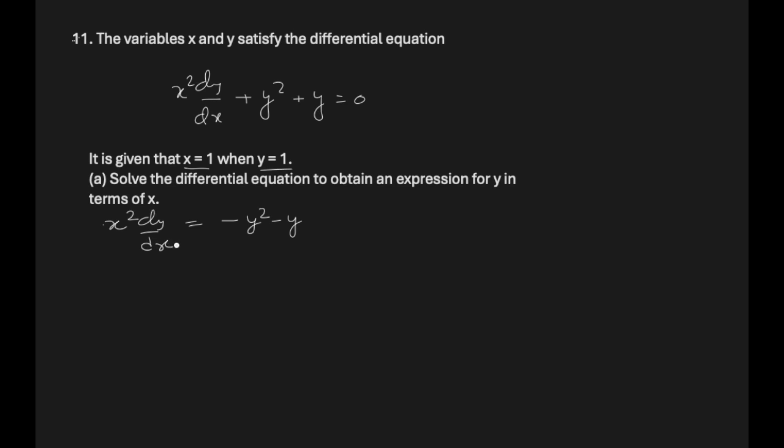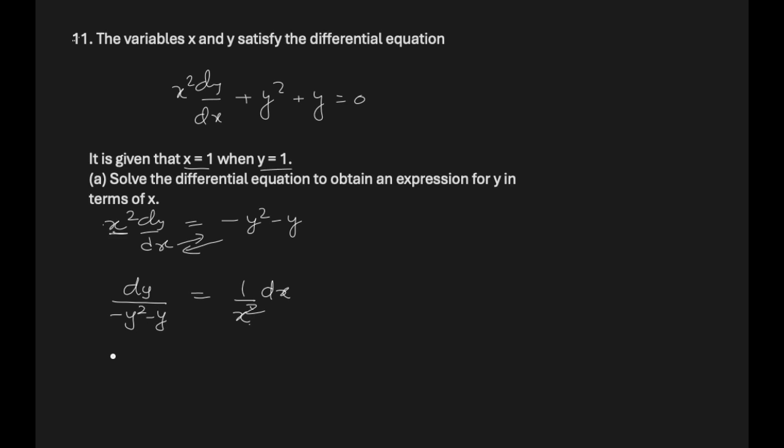So what will we do? I'll bring this dx here and bring these y squares and minus y here, and this x squared also goes to the other side. So dy remains here, only dy, and we get minus y squared minus y with it. Dx was here and x squared becomes the denominator. So now x is with x, y is with y.